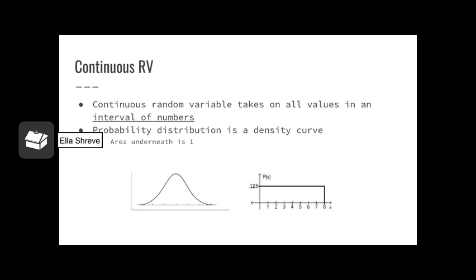Another type of random variable is a continuous random variable, which means that it takes on all the values in an interval of numbers. The probability distribution for a continuous random variable is a density curve, and remember that the area underneath a density curve is 1.